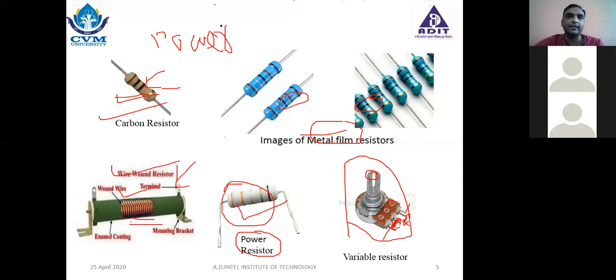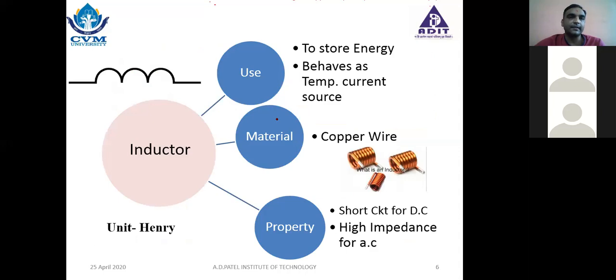So where will this variable register be used? Let's say you don't have the exact things in your circuit, you don't know the exact resistance value. At that time, what you can do is keep a variable register, keep on changing the value of the resistor, and then you will be able to set the exact value of that resistance. Okay, so this is about the resistance. Next is inductance.